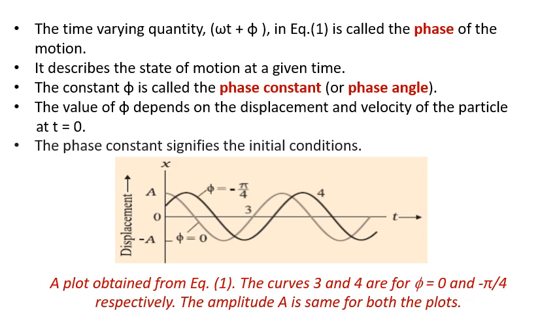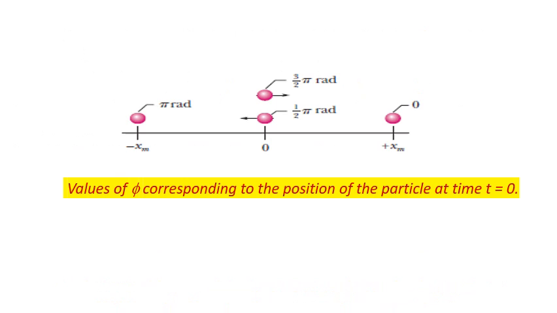A plot obtained from equation 1 is drawn. The curves 3 and 4 are for phi equals 0 and minus pi by 4 respectively. And here the amplitude A is the same for both the plots. This diagram represents the values of phi corresponding to the position of the particle at time t equals 0.